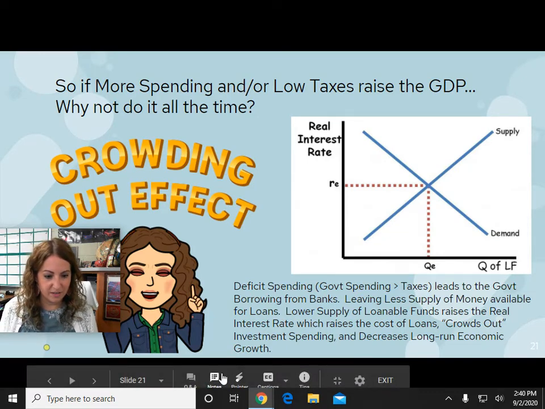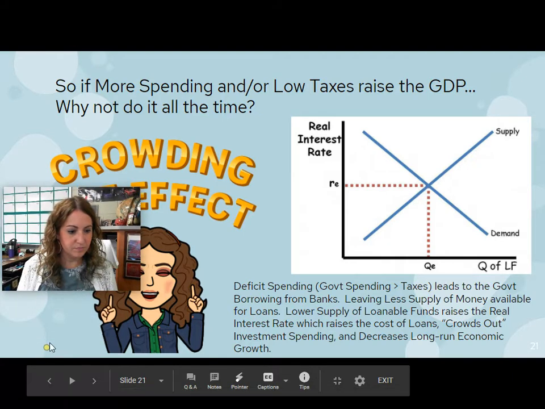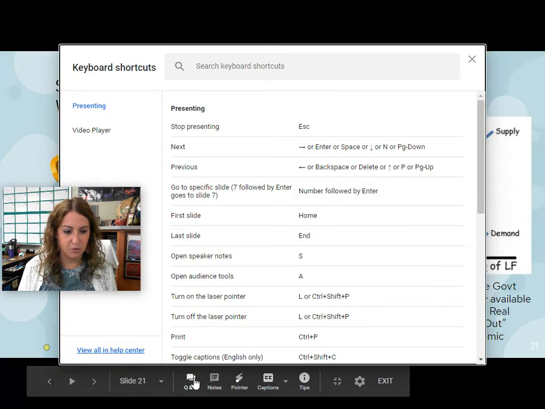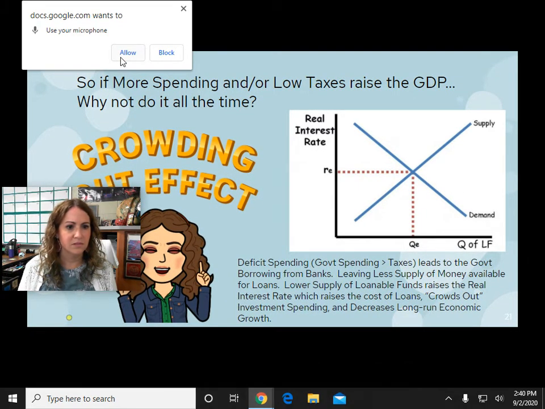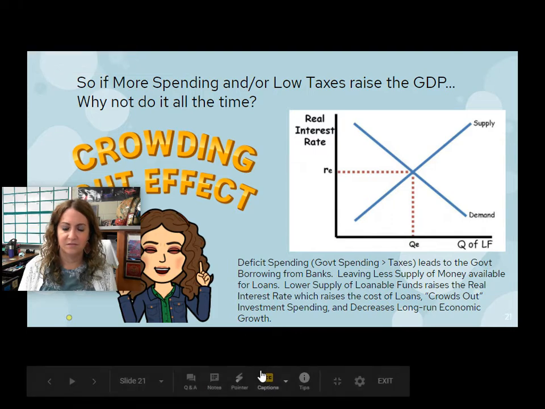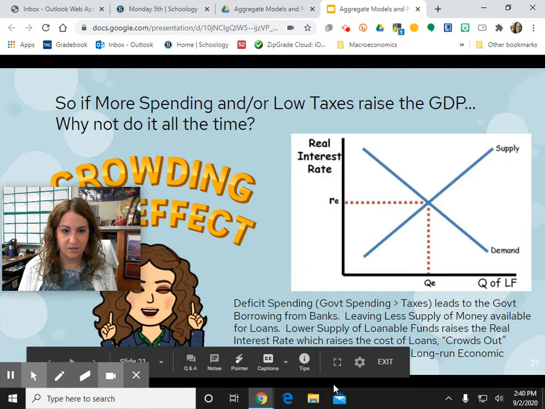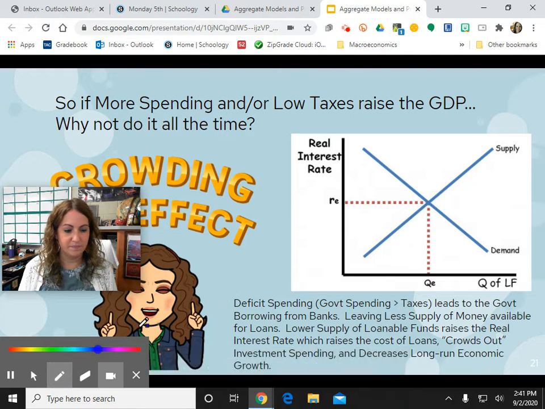So let's see if I can draw on here. Nope. I need my drawing tools. Wow. Oh, do I have captions? Is it captioning me right now? There it is. Okay, so here's my drawing tool.